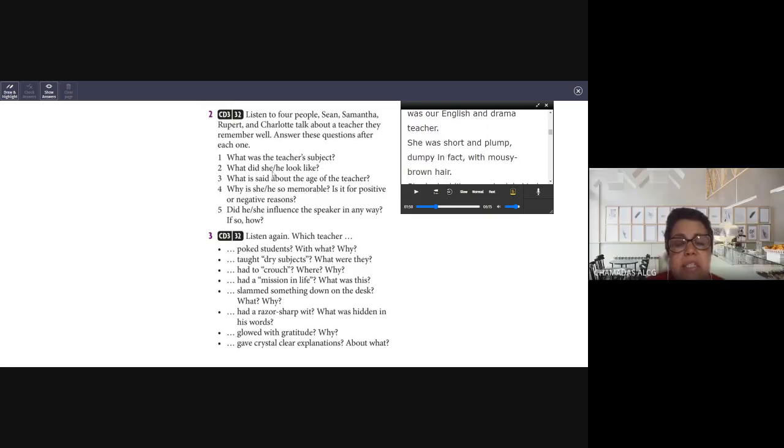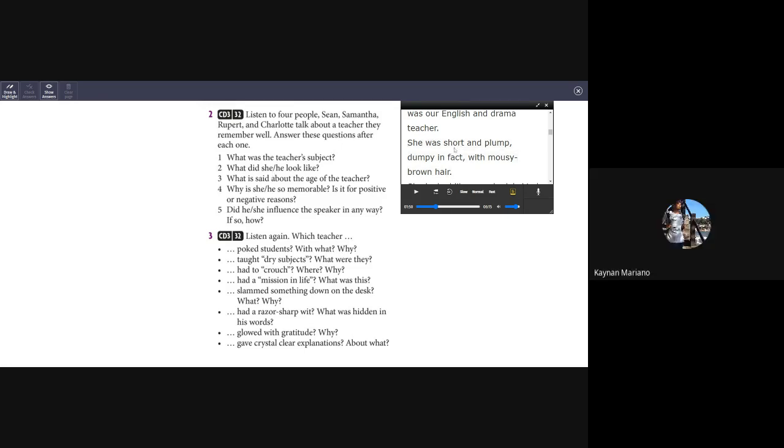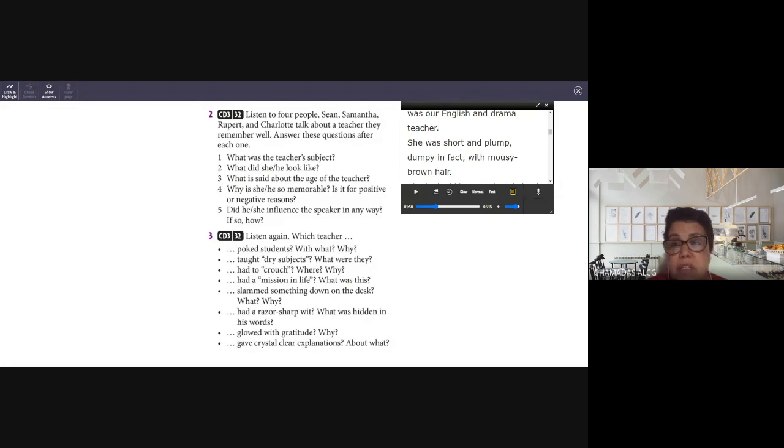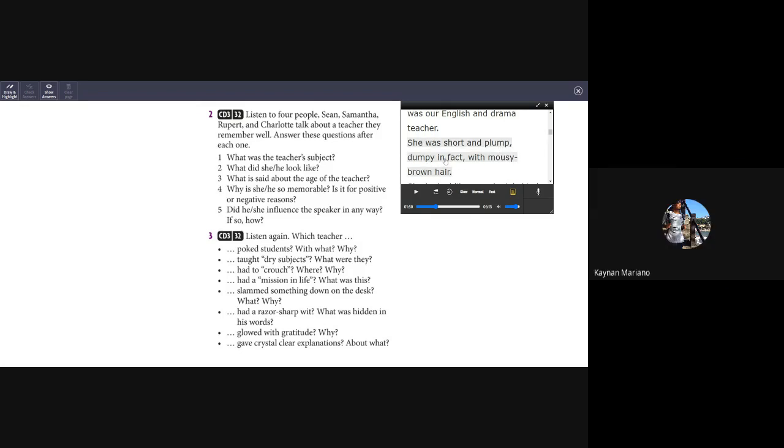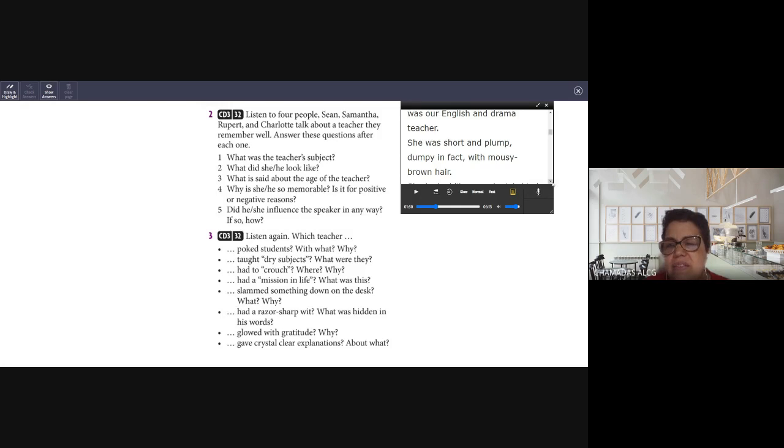And what did she look like? She was short, plump. Plump is Shane, right? Plump, dumpy, in fact, with mousy brown hair. Okay. So dumpy is another way to say plump, right? A little fat.